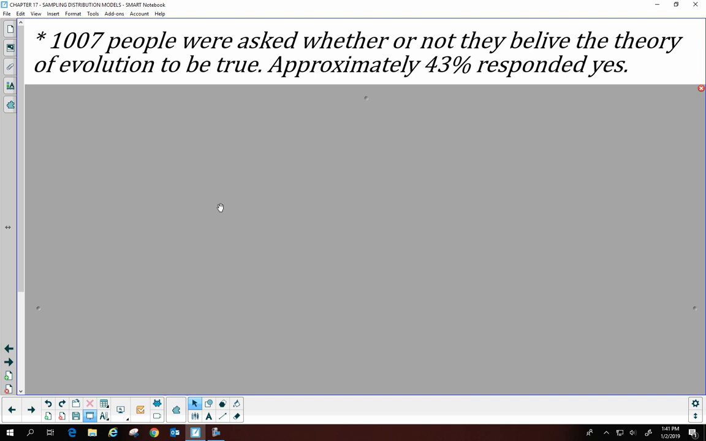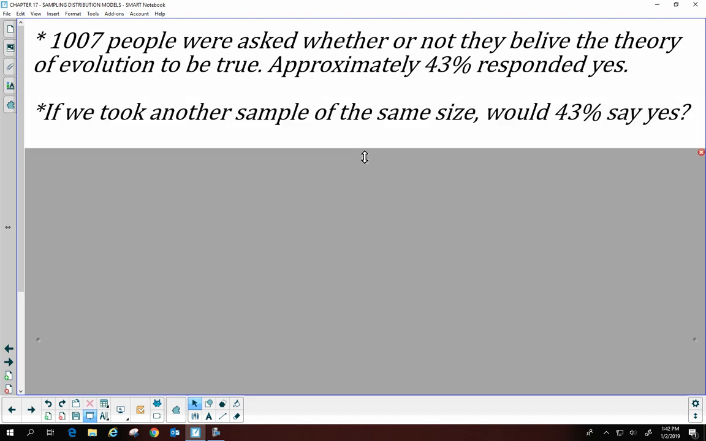Gallup took a poll of 1,007 people and asked them whether or not they believe in the theory of evolution to be true. And so this is sort of a yes/no answer, and they found that 43% of those 1,007 people responded yes, that they believe the theory of evolution to be true. And so the question is, does that mean that's the actual proportion of people who believe in the theory of evolution? And if we took another sample of the same size, would we get exactly 43% of the people to say yes? The answer to that question is probably no.